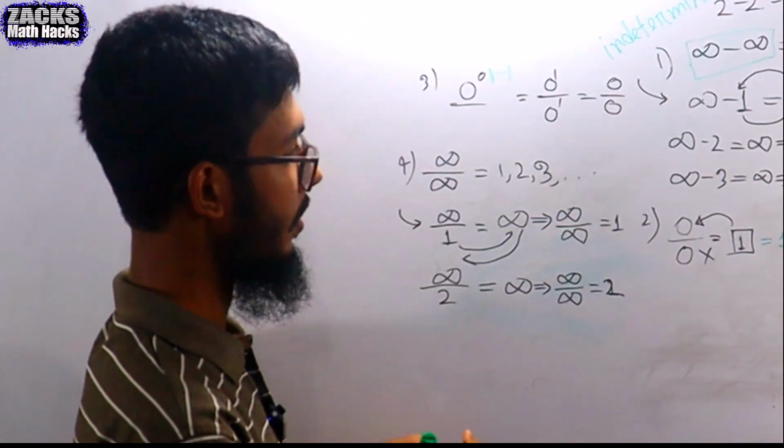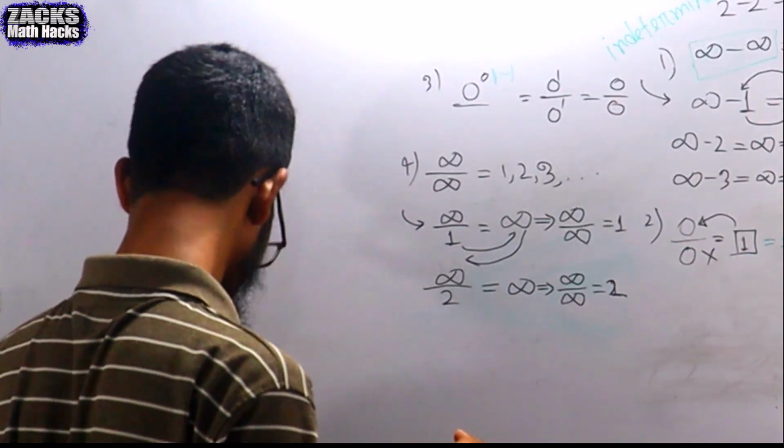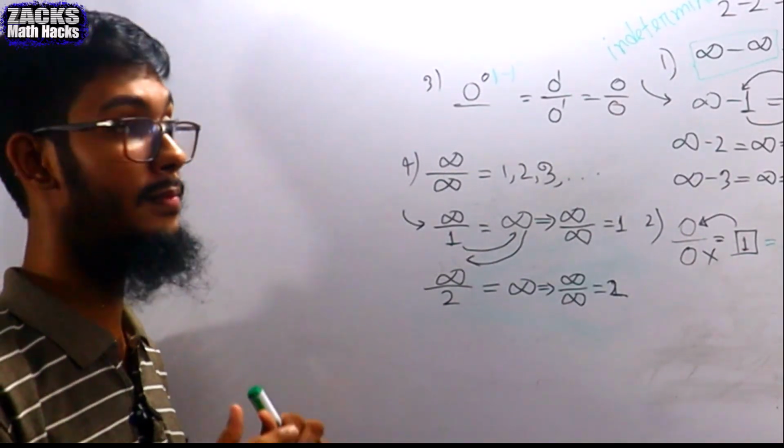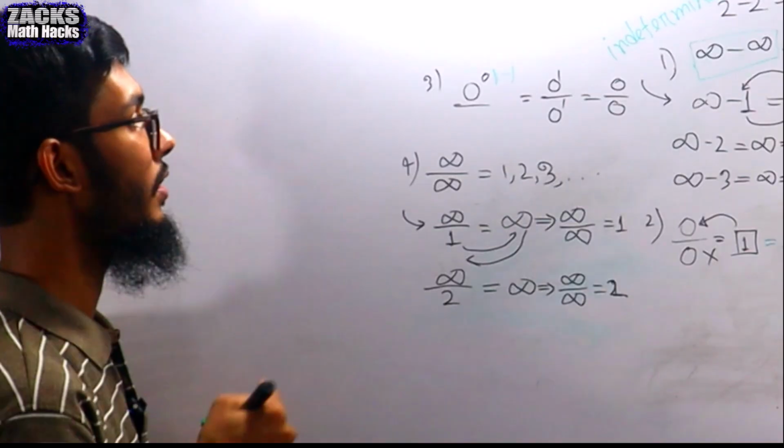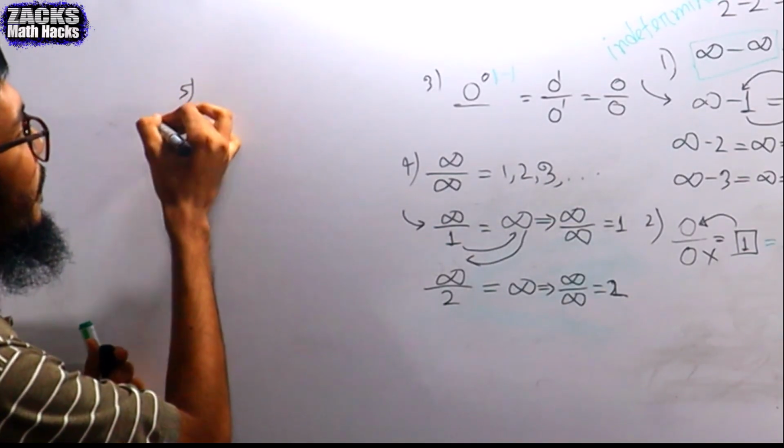For example, let me write here now. It will be better if I write here. I hope the text is visible to you. Okay, consider this is our number 5.